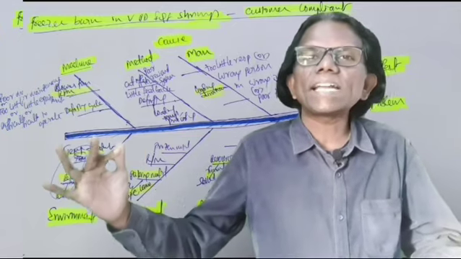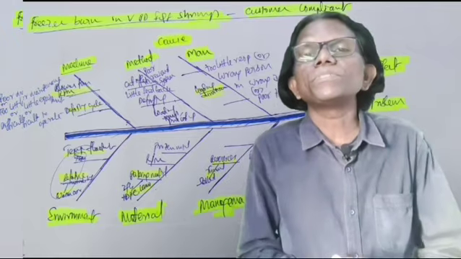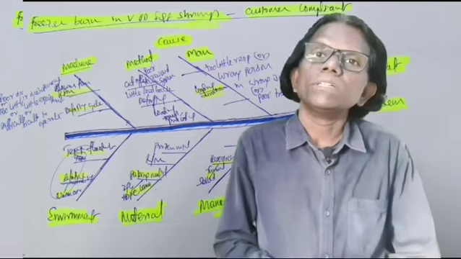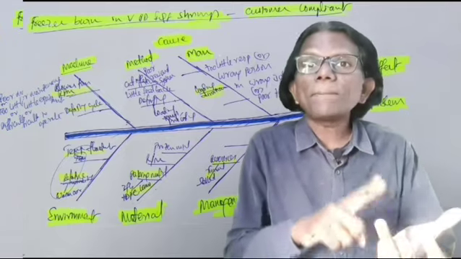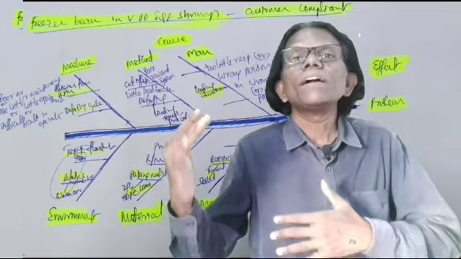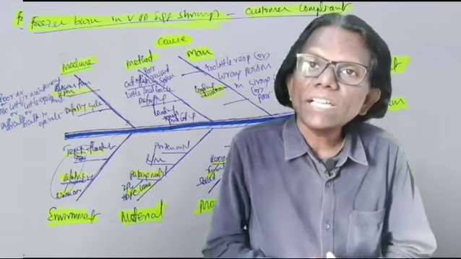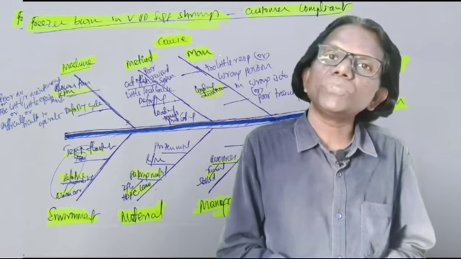This is how we can conduct a brainstorm exercise by applying the fishbone diagram or Ishikawa diagram. It looks like a fish skeleton, 5M plus E. By using 5M plus E, we can find the exact cause of the problem to avoid recurrence in future.